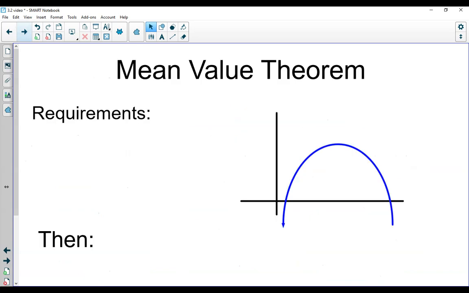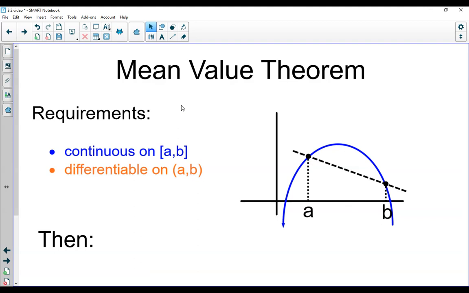The second part of section 3.2 is the mean value theorem. If you notice, it's a very similar graph, right? There are still going to be some requirements that we must meet for the mean value theorem. Those requirements are that, again, it must be continuous on the closed interval and differentiable on the open interval. The difference here is we do not need f of a to be equal to f of b. Instead, we can have a secant line that has a slope of some sort.